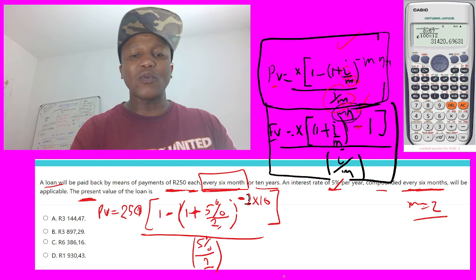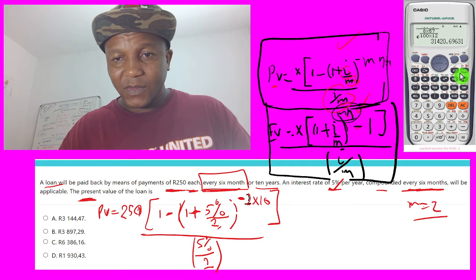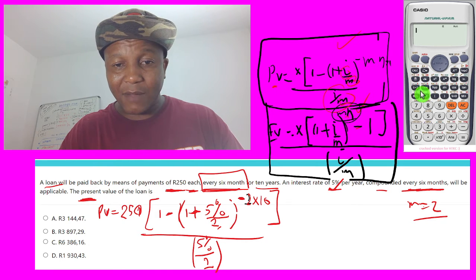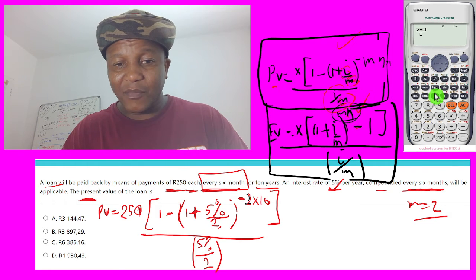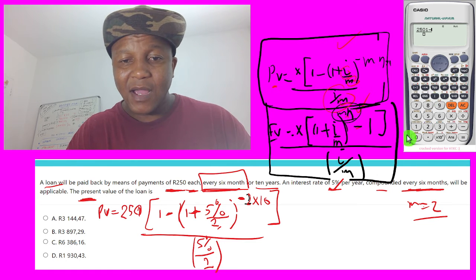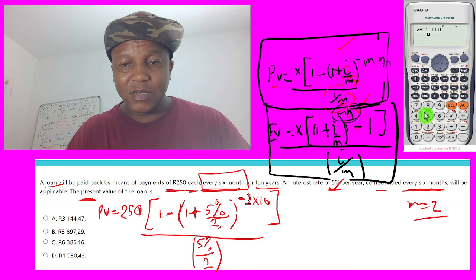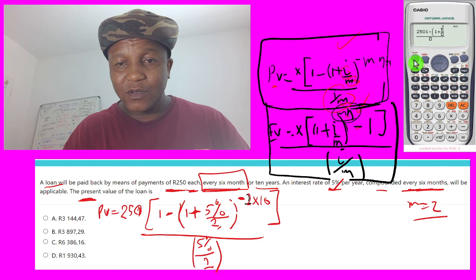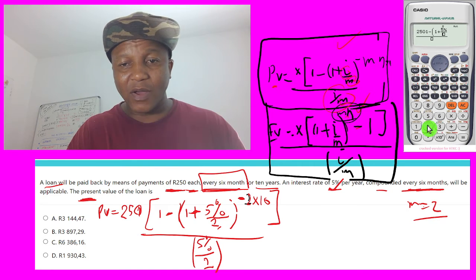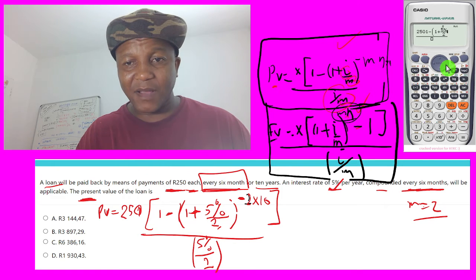So what we're going to do is simply take this and plug it into the calculator to get the final answer. I'm going to come here and say, okay, come to the fraction, 250 to the top, and the bracket, and I'm going to say 1 minus bracket 1 plus fraction 5%, 5 shift percent, and you go to the bottom and write 2, and then you close.